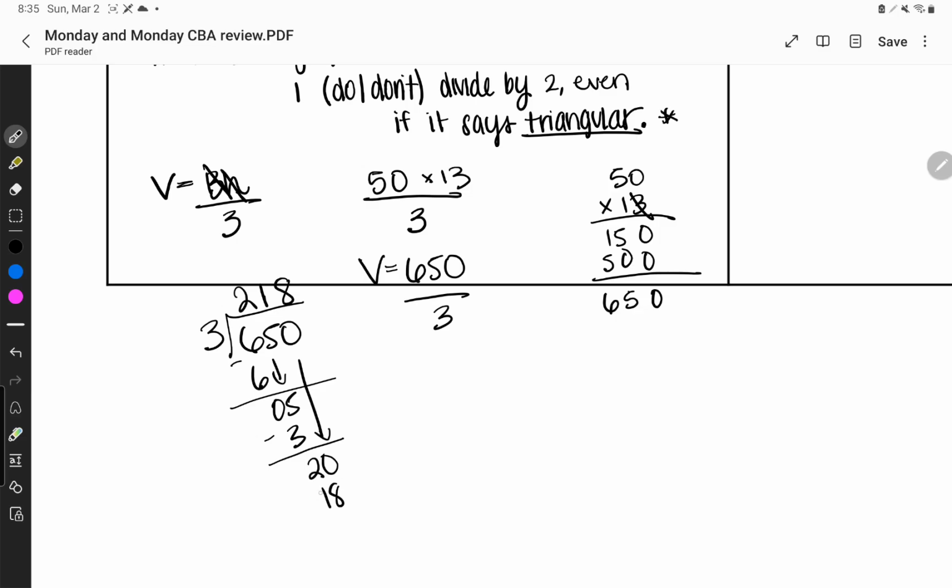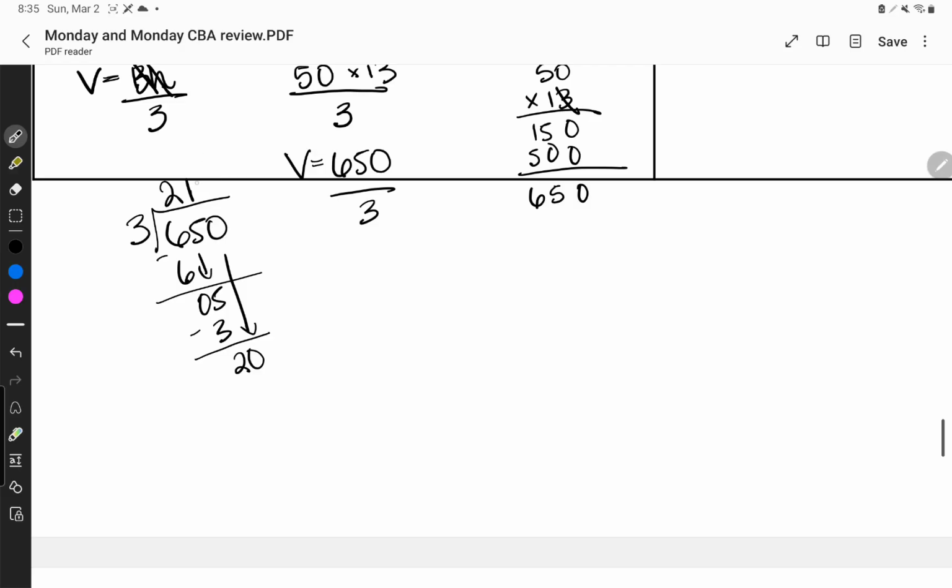No, that's a lie. This is supposed to be 6. Sorry, that's 216. 6 times 3 is 18. Subtracting that gives me 2. I'm out of numbers, so what do I do now? Add a decimal, add a 0. That gives me 20 again.